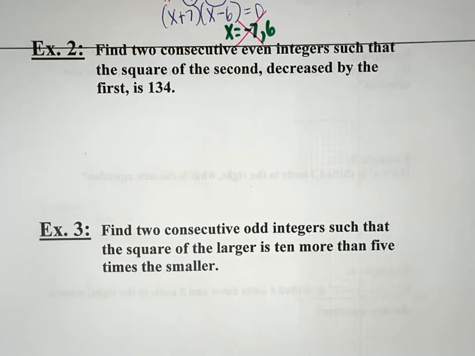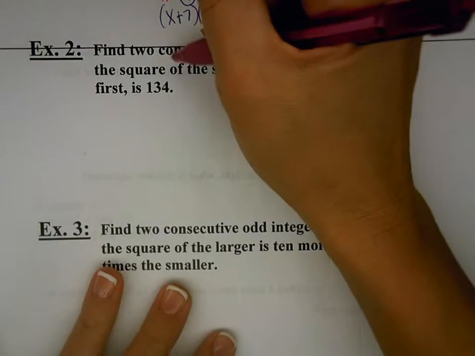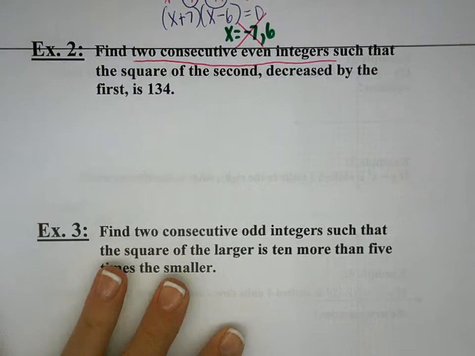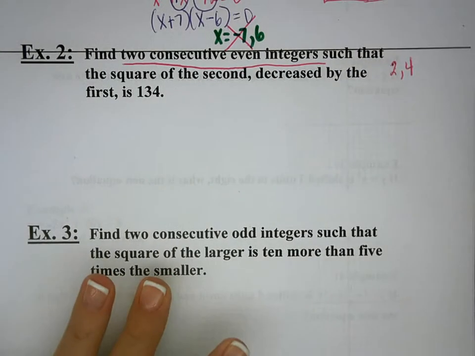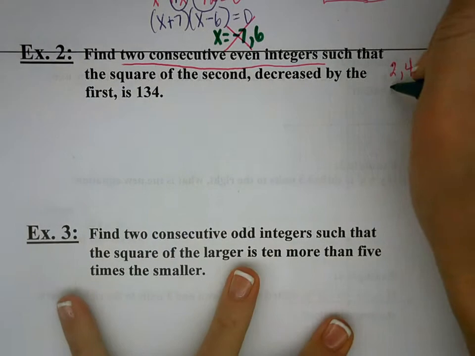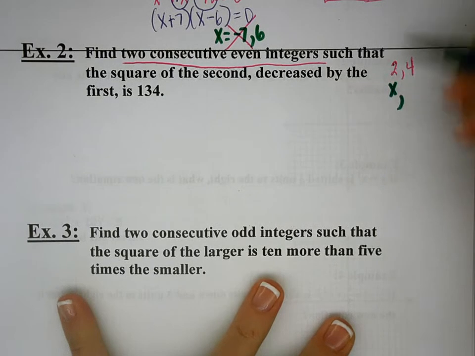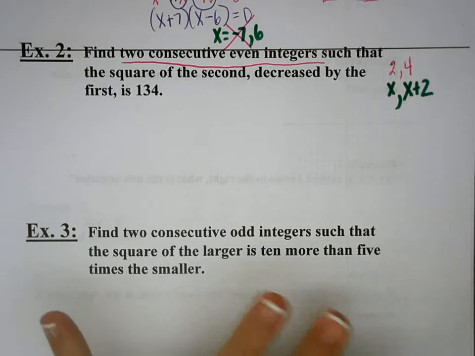Okay. So find two consecutive even integers. So I'm going to stop right there. Two consecutive even integers. So what is my example? 2 and 4. Those are consecutive even integers. Algebraically, the 2 would represent x. Your first number is your x. And then how many do I add to 2 to get to 4? 2. So the other one's going to be x plus 2.